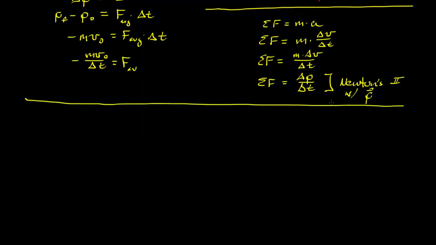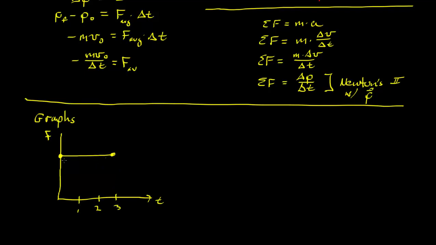We can see this on a graph. So graphs. If we graph force over time, you can determine the velocity off of this. Say I apply a constant force for some time period, say, I don't know, 3 seconds. So 1, 2, 3 seconds. I apply some force, I don't know, 3 newtons of force. You could ask, what's the final velocity?